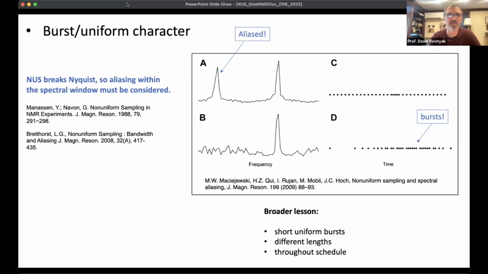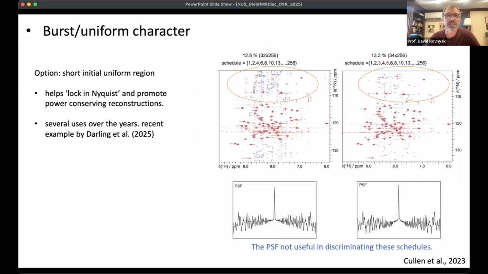Two foundational papers are really worth calling out here if you're interested to look into that more. Then, fantastic work in 2009 looking at aliasing, where it was noticed that if you include short uniform bursts, you can really disrupt aliasing, that you're essentially locking in some of the Nyquist frequency that way. And this is something that really got us interested.